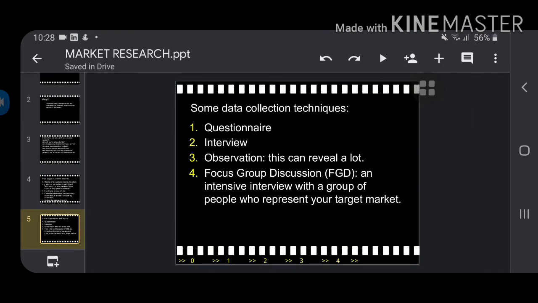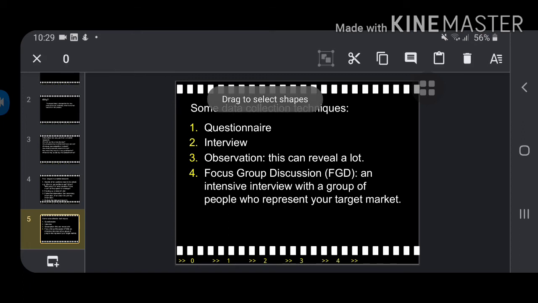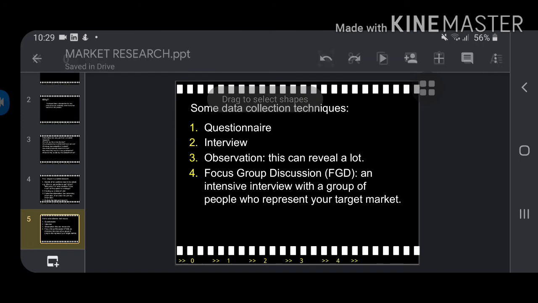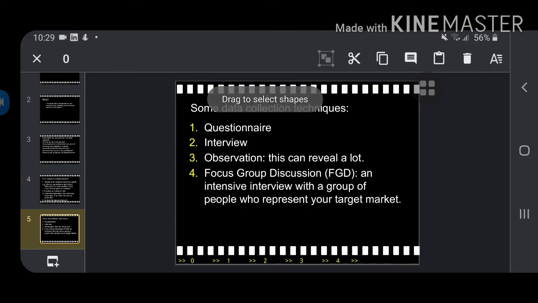Now we talk about some data collection techniques. Of course, there is a questionnaire. You can write up a questionnaire containing some items, and you can also conduct interviews with some selected respondents who you think will represent the target market. And then you can also conduct observation.